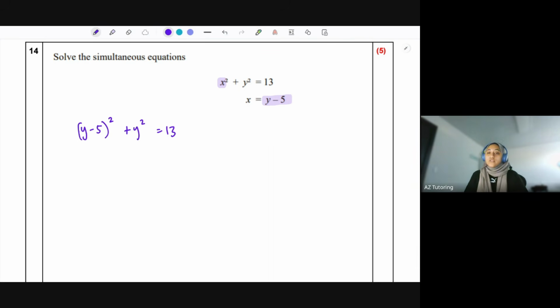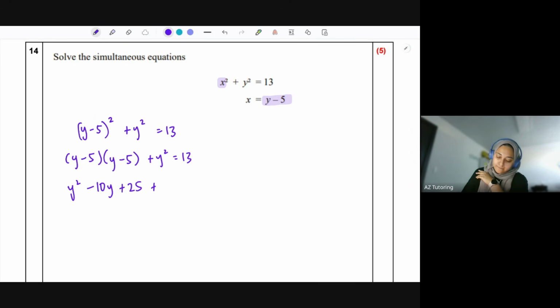So you can see this is all just in terms of y now, so we can solve it. The first term, y minus 5 all squared, is y minus 5 times y minus 5, plus y squared equals 13. Let's expand this bracket here. Y times y is y squared. Y times minus 5 is minus 5y, and then minus 5 times y is minus 5y, so minus 5y minus 5y is minus 10y. Minus 5 times minus 5 is 25. You can use the grid method for that as well. So plus y squared equals 13.